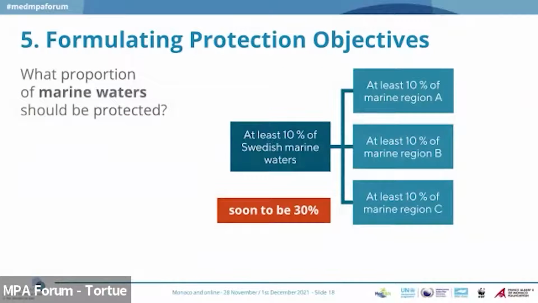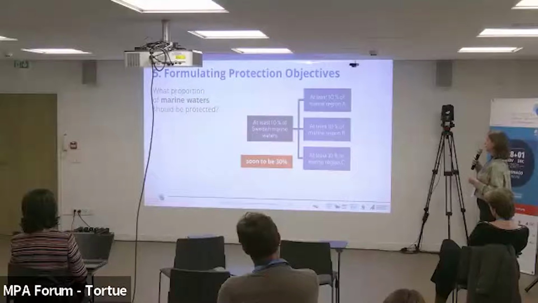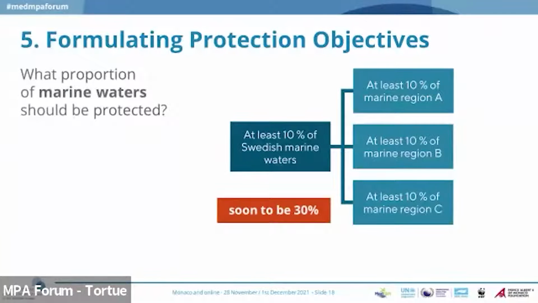So we developed protection objectives, and this is where we identified how much of the marine waters in general and how much of each of the nested targets should be put under protection. So the first one here is the proportion of marine waters. And we know that Sweden has committed to protecting 10%. So we carried forward that logic and also said that in each of the marine regions in Sweden, at least 10% of the marine waters should be under protection. And that will be upgraded to 30% soon. Next slide, please.